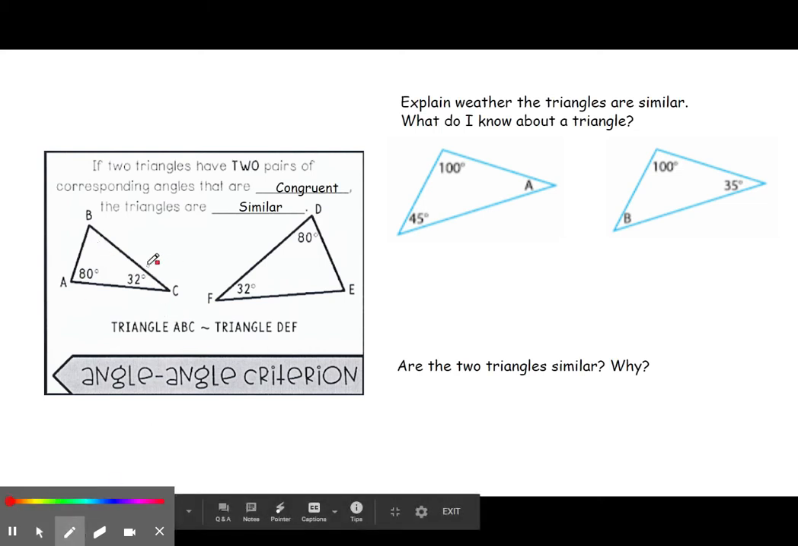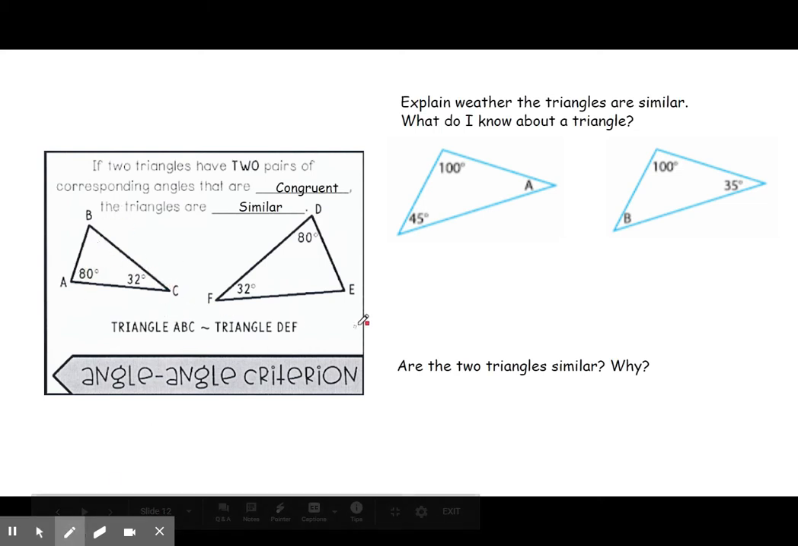And here is an example. I've got two triangles, triangle ABC and triangle DEF. And below that, you'll see our similarity statement. This says triangle ABC, that little squiggly means similar to, triangle DEF. So triangle ABC is similar to triangle DEF.